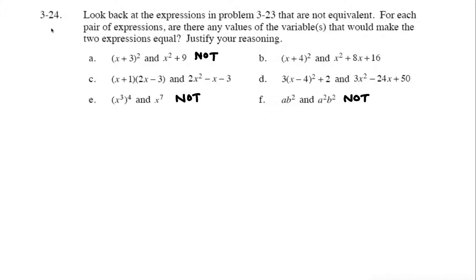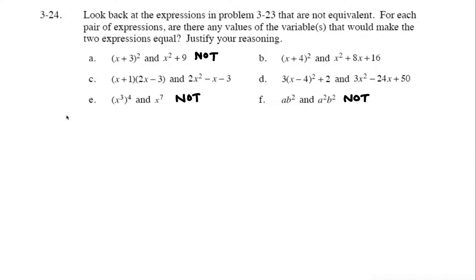Problem 3-24. Look back at the expressions in problem 3-23 that are not equivalent. For each pair of expressions, are there any values of the variables that would make the two expressions equal? Justify your reasoning. So I brought the problems from 3-23 back up here, and we concluded that A was not equivalent, E was not equivalent, and F was not equivalent. That doesn't mean that the expressions can't end up being equal, though.